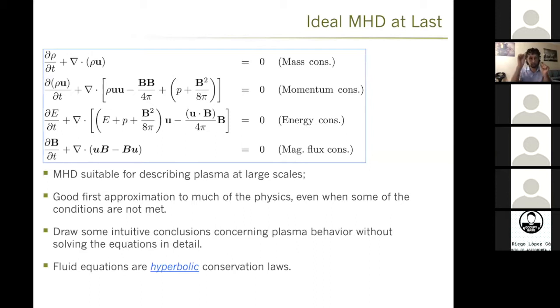So if you have 2 points in space and time, they can feel each other only if a wave starts from point A and reaches point B. So that's the only way the two can communicate. So hyperbolic has to do with propagation of waves, sound waves, fan waves, light waves, whatever you have in your system, but they are waves.